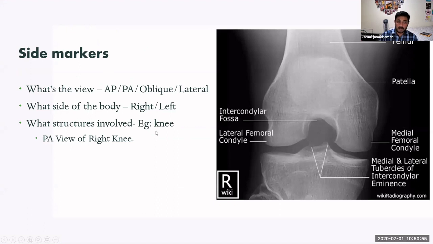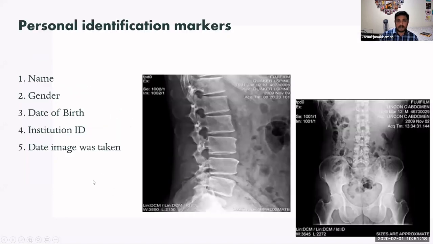First thing is the side marker. What is the side marker? First, you should know whether the image is an AP view, PA view, oblique view, or lateral view. Second thing, the marker is whether it is the right side or the left side. And third thing, what structures are involved. Here it is the knee joint, which joint is involved. These are called the side markers.